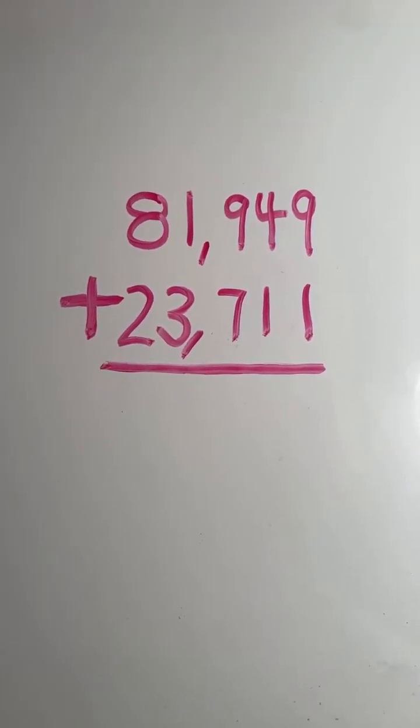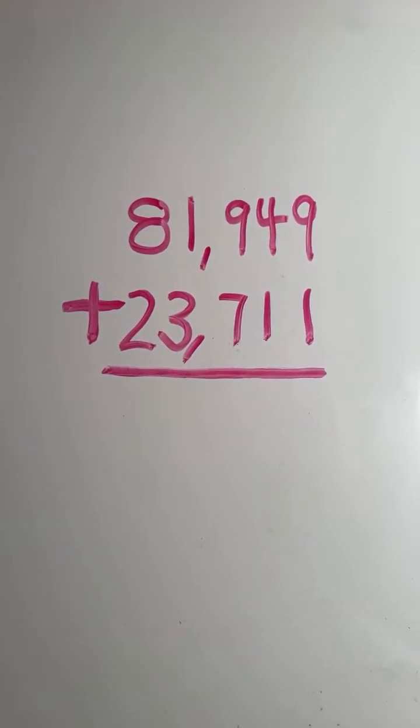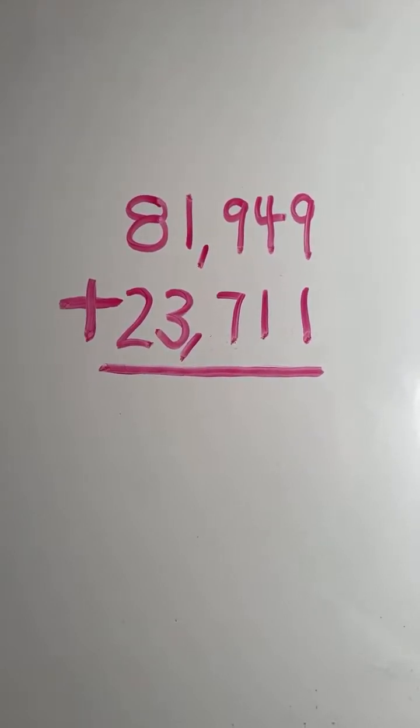So this video is going to be a review of multi-digit addition with regrouping. Our first example problem is 81,949 plus 23,711. And I'm going to go through step by step how to solve that problem.